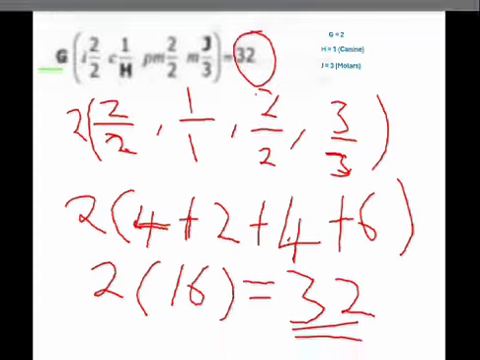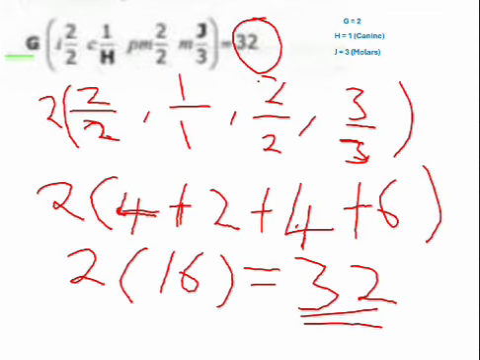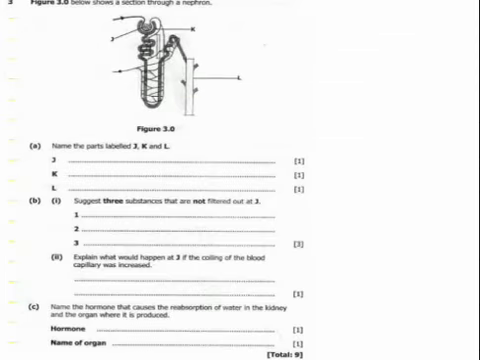Alright, let's move on to the last question. Question 3. Figure 3.0 below shows a section through a nephron. We have the nephron, the basic functional unit of the kidney. So this topic falls under excretion.